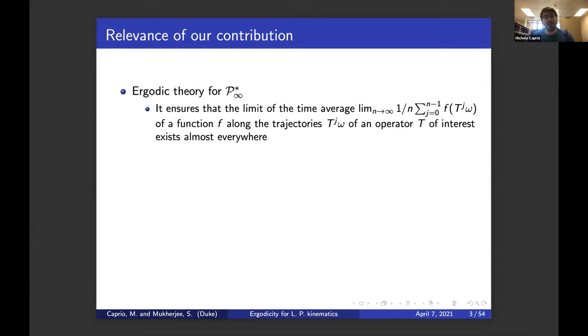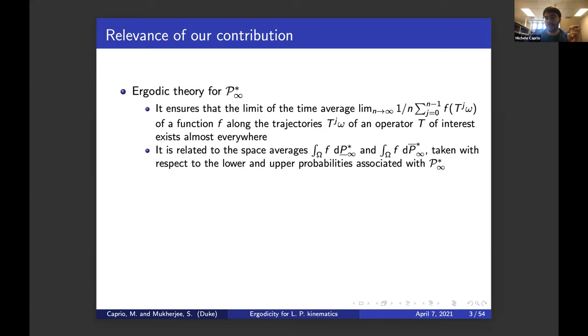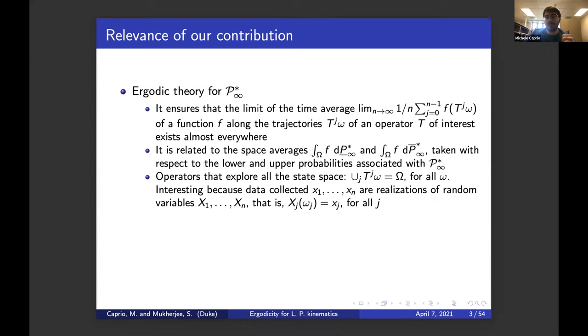Before giving motivations, I want to convince you that our contributions are actually relevant in the fields of data science and machine learning. The ergodic theorem for the limit set ensures that the limit of the time averages of a function f along trajectories of an operator of interest exists almost everywhere. And they are related to space averages taken with respect to the lower and upper probability associated with the limit set. I'm going to talk more extensively about these things later. And how are these important? We are going to consider operators that explore all the state space, that is, the union of the orbits is going to be the whole state space omega.